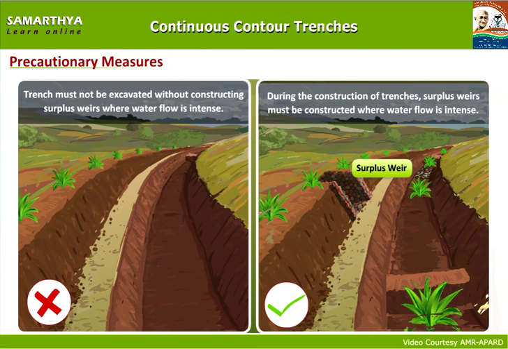Trenches must not be excavated without constructing surplus weirs where water flow is intense. During the construction of trenches, surplus weirs must be constructed where water flow is intense. This surplus weir will prevent any damage to the walls of trenches due to heavy water flow.